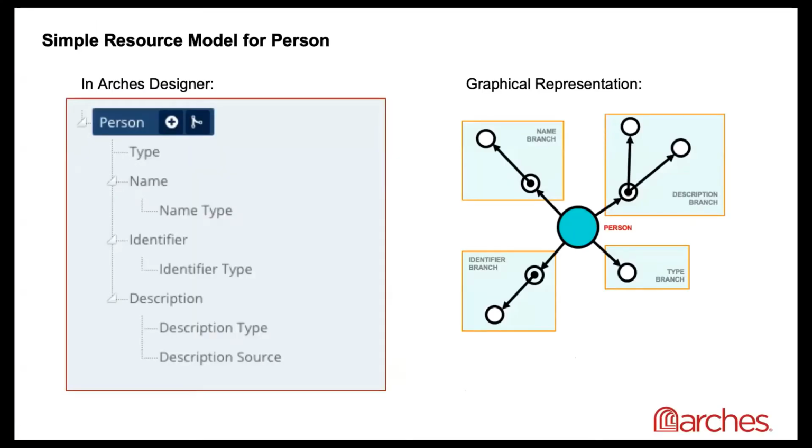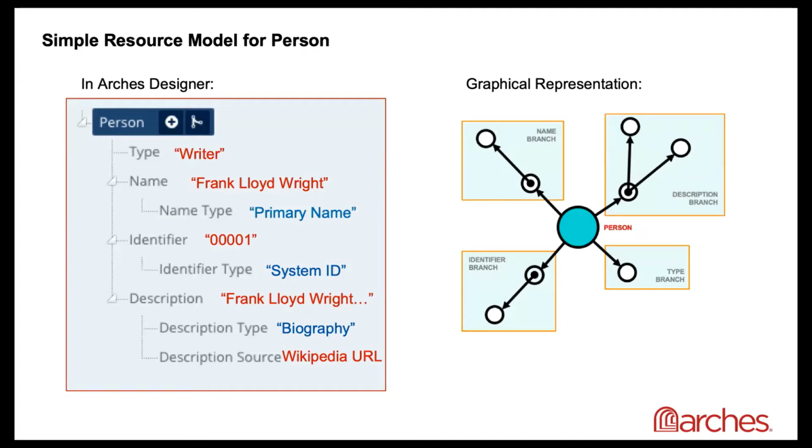To inspect this model further, on the left, I've included a zoomed in screenshot of the model structure from Arches designer. On the right is a graphical representation of this model. So on the left, you'll see that there are nodes, which is what we call fields, for type, name and name type, identifier and identifier type, description, description type, and description source.